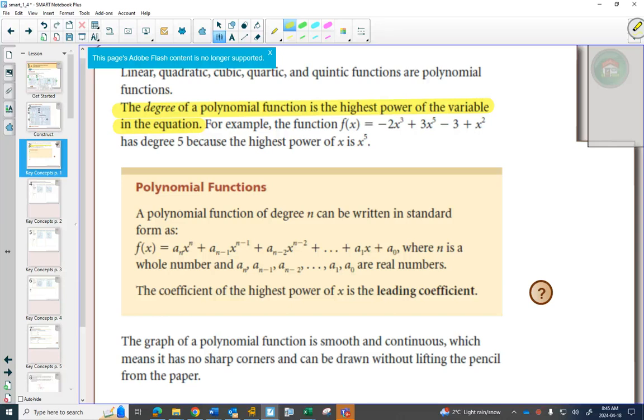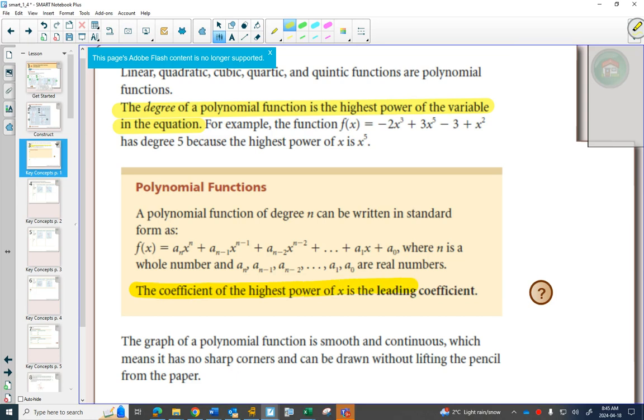linear when you just have an x to the 1. Quadratic when you have an x squared. Cubic is when you have an x cubed. But now we're going to add x to the 4 graphs, quartic graphs, x to the 5 graphs, quintic graphs, and so on. Okay?